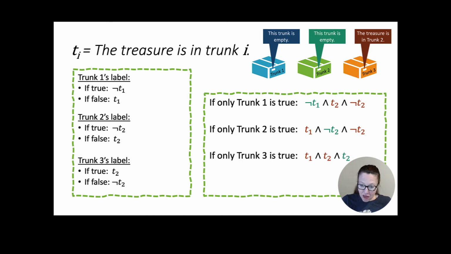Then finally, we have to consider if only trunk 3 is true. If that's the case, then trunk 1's label is false, trunk 2's label is false, and trunk 3's label is true. And so as stated, that means we've got T1 and T2 and T2. All right. And again, we see there's repetition. T2 and T2 is the same as just saying it's in trunk 2.